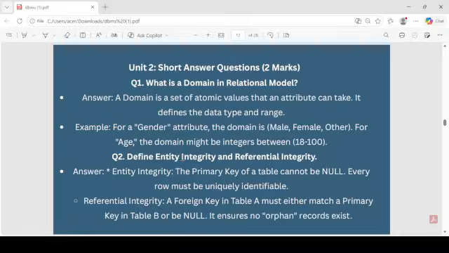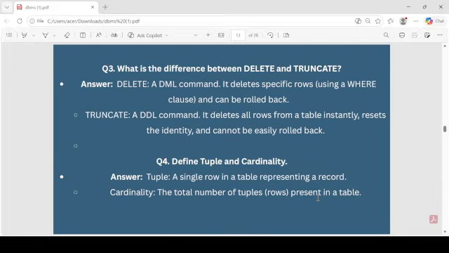When we talk about entity integrity and referential integrity, integrity is basically a set of rules on values. Entity integrity means the primary key of a table cannot be null. Every row must be uniquely identified, so a primary key is necessary. Referential integrity means the foreign key in table A must either match a primary key of table B or be null. So it ensures no orphan records exist. This is the differentiation between them, or the definition we can say.